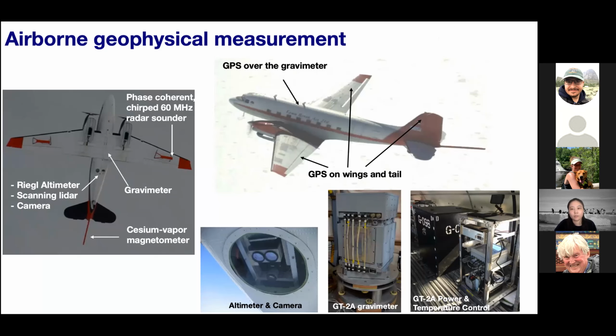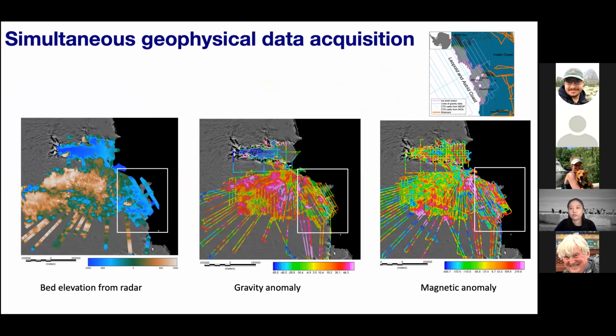Taking the JKB platform, for example, it has equipment that include radar sounder under two wings, gravimeters, magnetometer, GPS, LiDAR, and the camera. And the GT2A is the same brand gravimeter we've seen from the helicopter survey. So from each flight, simultaneous geophysical data was collected.